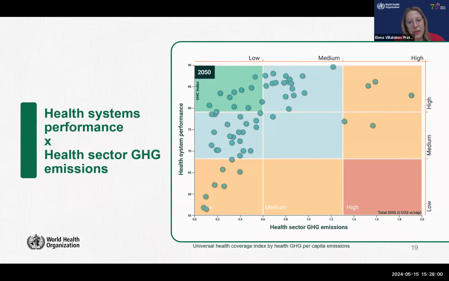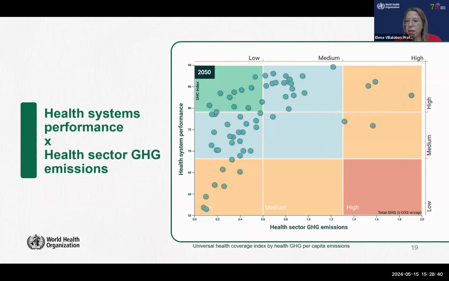But then as they advance in this left upper axis of this diagram, as countries get a health system that is better performing, they will have to also advance towards reducing their emissions. So what you can see here is basically putting together information on emissions in specific countries with information on their performance. And for that, we use as a proxy the Universal Health Coverage Index.